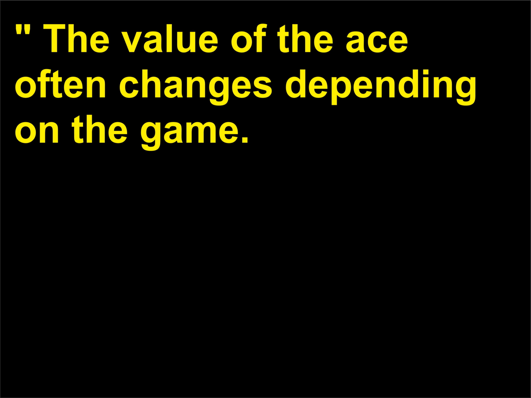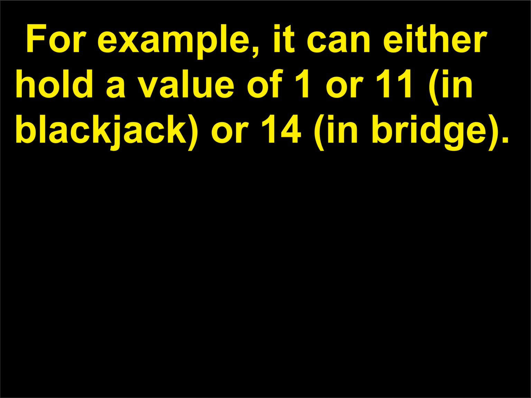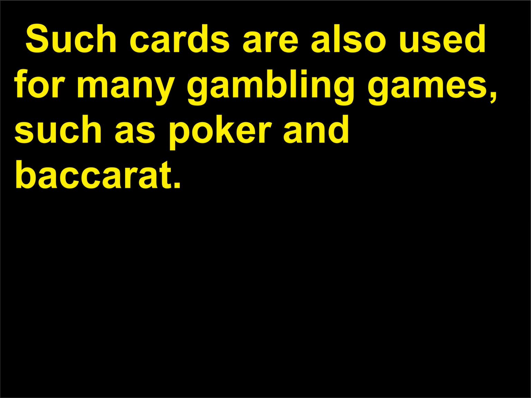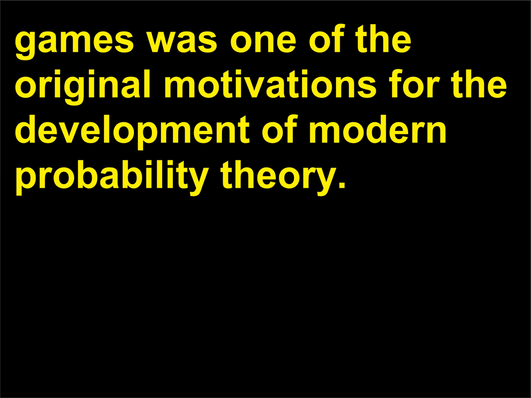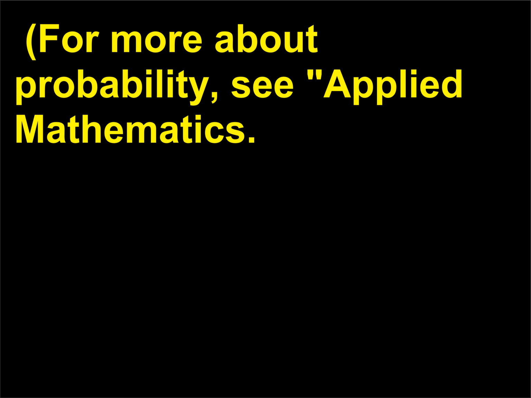The value of the ace often changes depending on the game. For example, it can either hold a value of 1 or 11, in blackjack, or 14, in bridge. Such cards are also used for many gambling games, such as poker and baccarat. Interestingly enough, the investigation of the probabilities of various outcomes in card games was one of the original motivations for the development of modern probability theory. For more about probability, see Applied Mathematics.